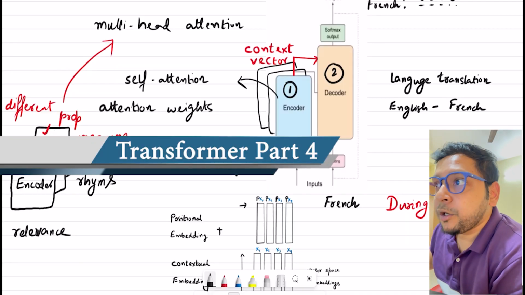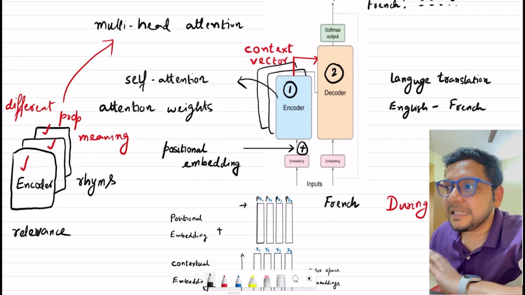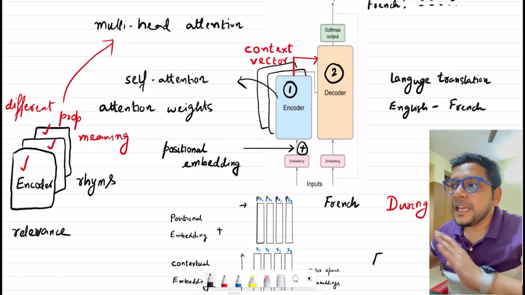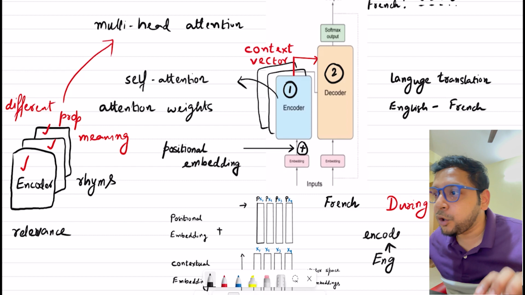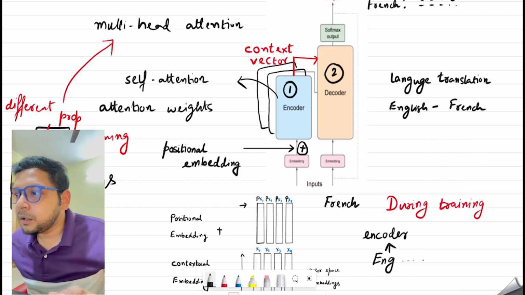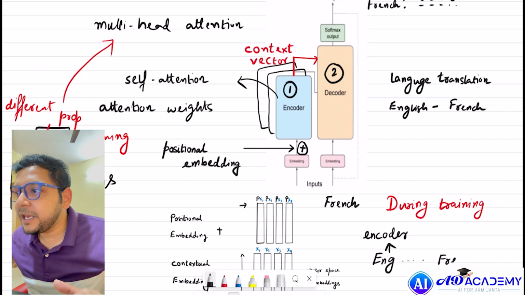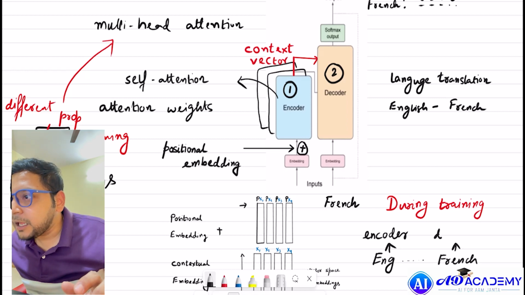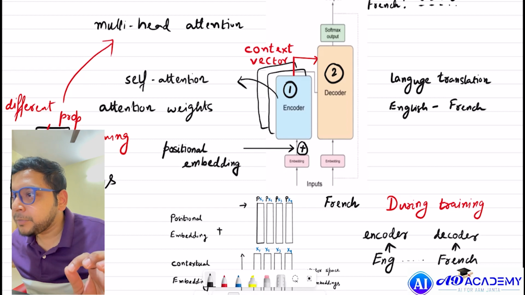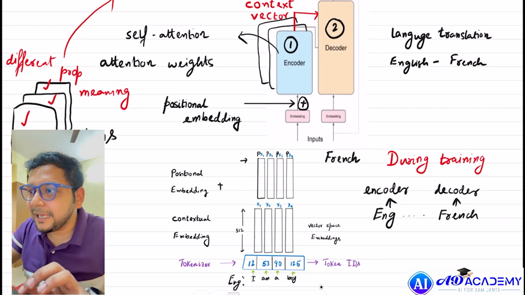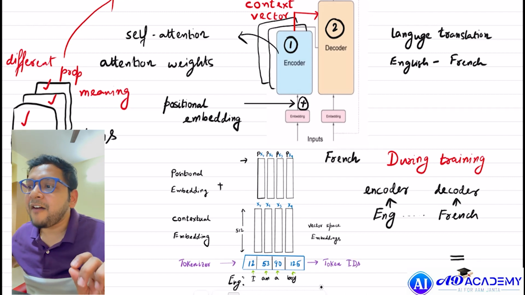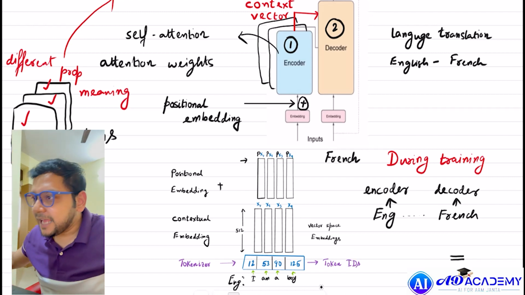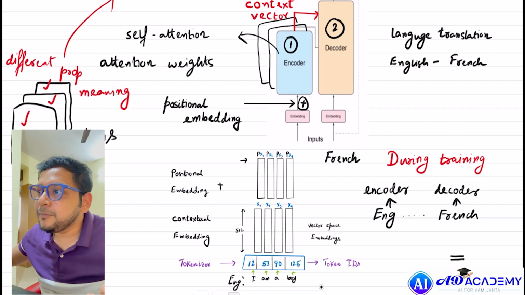Now I will explain the decoder part. Before that, we should also understand that during training we are giving inputs as English sentences to the encoder and French sentences to the decoder. English sentences to the encoder and the actual converted French sentences to the decoder. Here the example I have given is I am a boy. Then this I am a boy will have a French version to it. That French version we are giving as an input to the decoder.